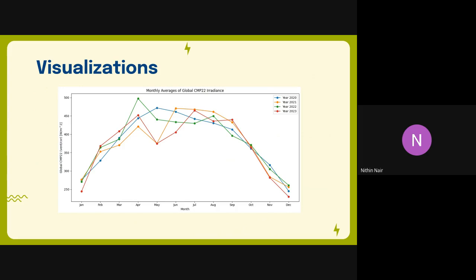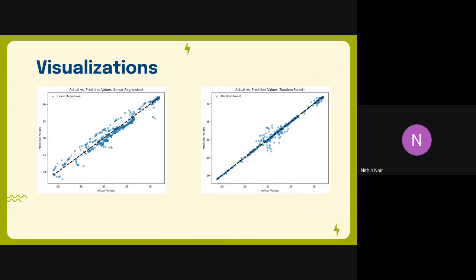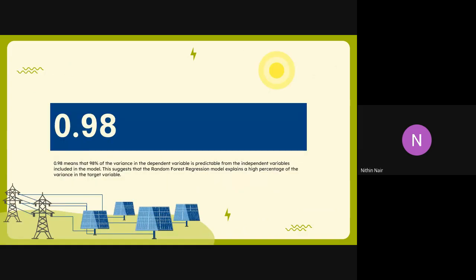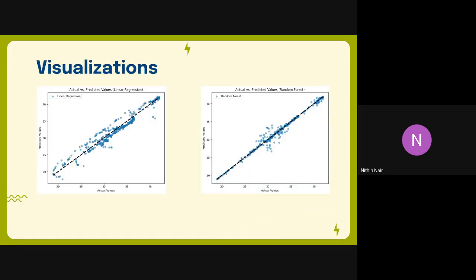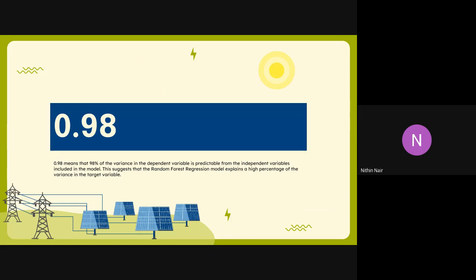And finally, coming to the results of our project, we can see we have a 0.98 R square, which shows a very high percentage of variance in the target variable.